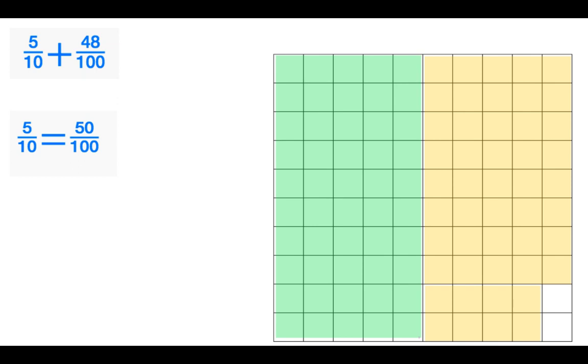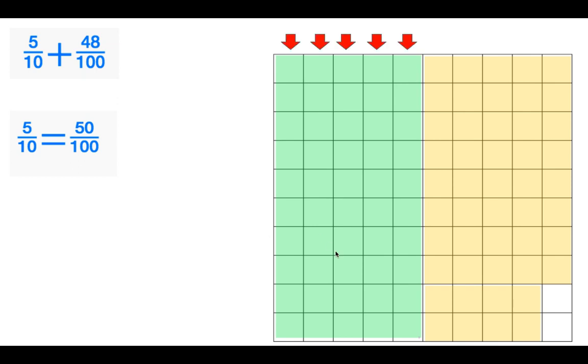Let's try another one. Here we have 5/10ths plus 48/100ths. We cannot add the numerators because if you look at the denominators, they're not the same. So we need to convert the 5/10ths to make it have a denominator of hundredths. How we do that is we multiply the numerator and denominator both by 10 and we get 50/100ths.